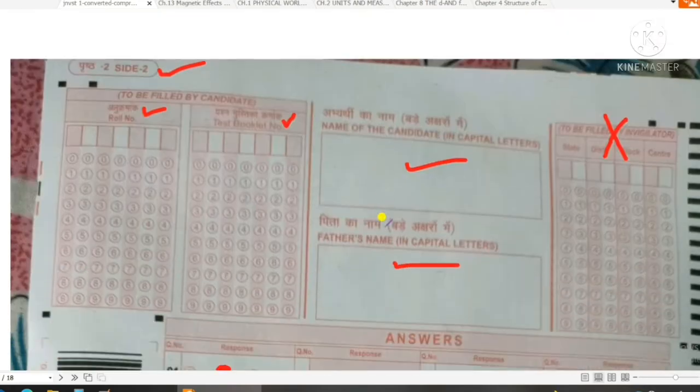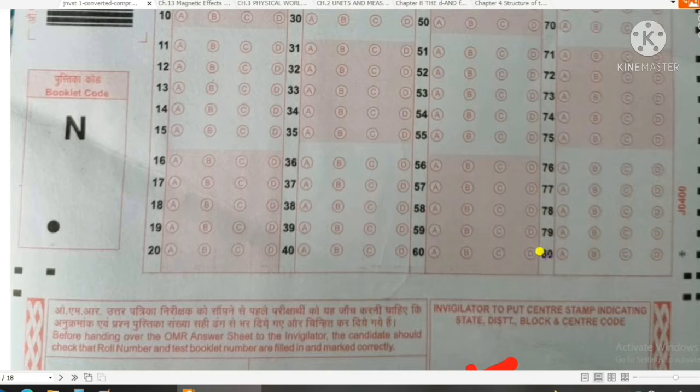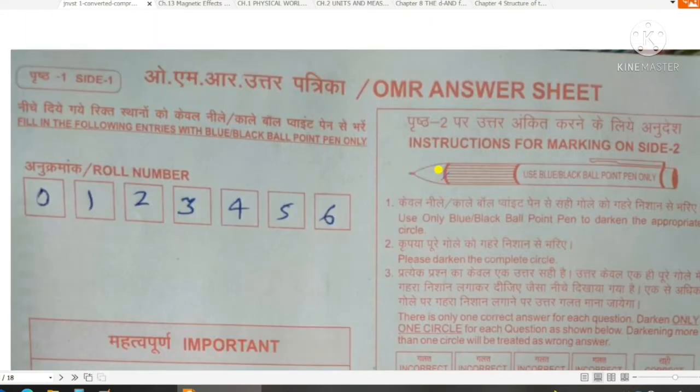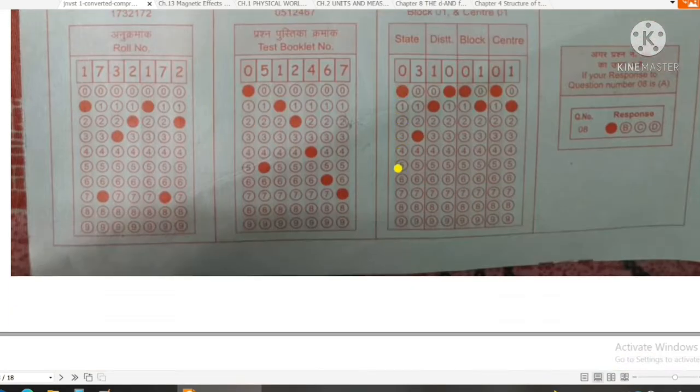Now this was the OMR sheet, and here you can see total 80 questions. Here is the space for signature of the candidate in running hand, then signature of the invigilator, and then the invigilator puts the center stamp. That is not useful for students. This is side 1 where you have to write the roll number, and the remaining things you can just go through because they are less important.